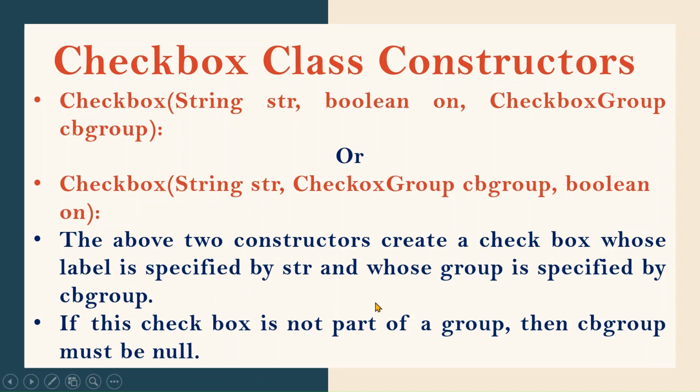This one is for label. And whose group is specified by the checkbox group. If this checkbox is not part of a group, then the checkbox group object must be null. Suppose you don't want to form this checkbox as one group. One group implies what? You want to create a radio button. So here this one we make it null. When you write null here, it will be treated as a normal checkbox only. When you write a checkbox group object instead of null, then all the checkboxes where you are passing this CBG object will be converted into radio buttons.